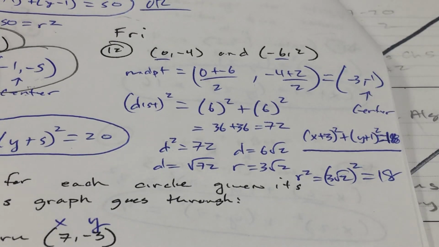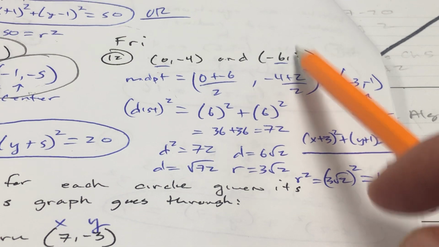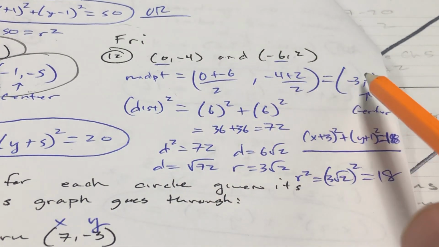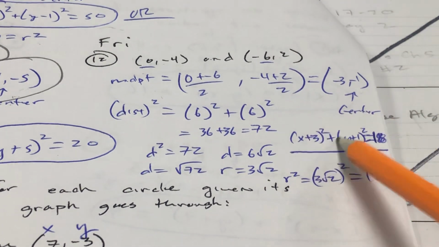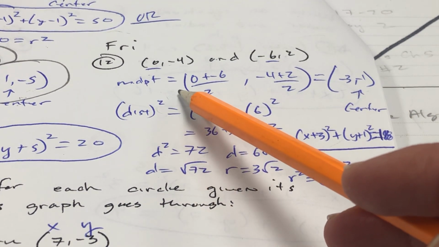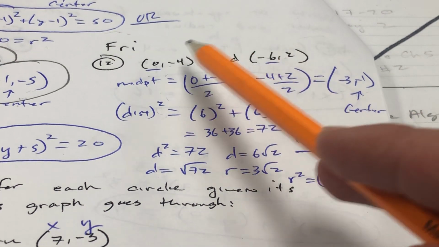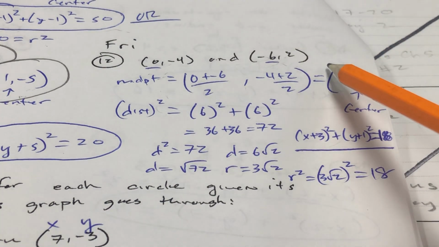Here's another way. First off, again, we just find the midpoint. We take 0 plus -6, divide it by 2. -4 plus 2, we divide it by 2. So the center is right there. Now, the way the book might show is if these are endpoints of a diameter, the distance between those 2 points is, in fact, the diameter.